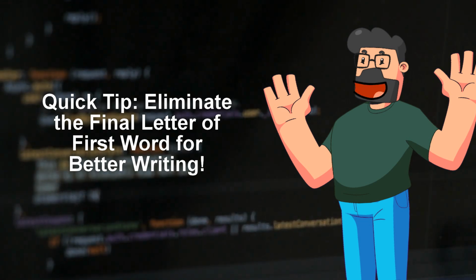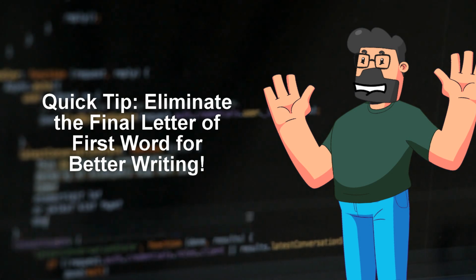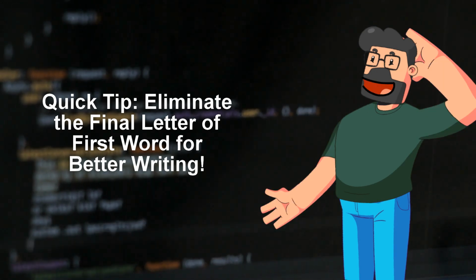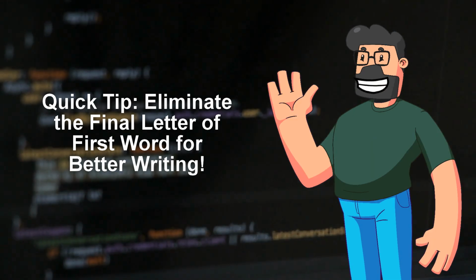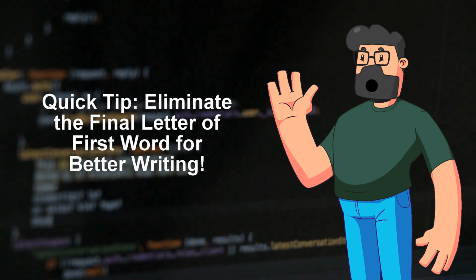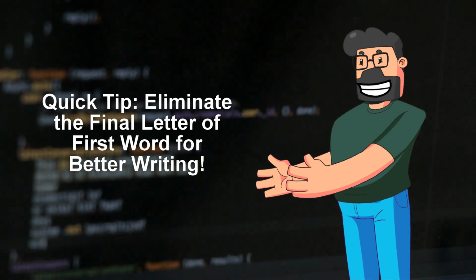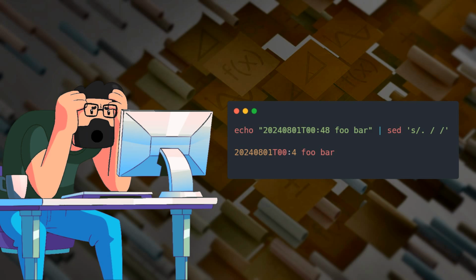Imagine you're working on a project, and you encounter a problem where you need to remove the last character from the first word in a stream of strings using sed. For example, you have a string 20240801T00:48, and you want it to become 20240801T00:4. It sounds like a tricky problem, right? The solution to this problem is actually quite simple.